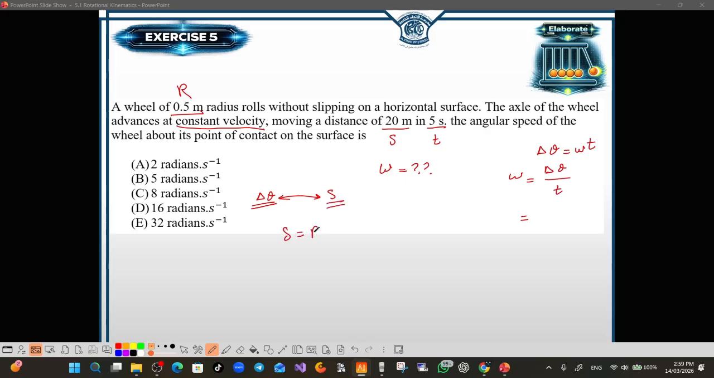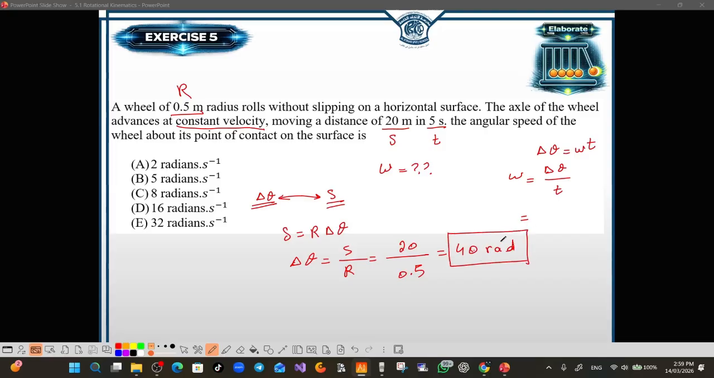S is equal to R delta theta, which means if you want to find delta theta, we just apply S over R. Now, the distance traveled is 20 and the radius is 0.5, which means the angle is 40 radian.